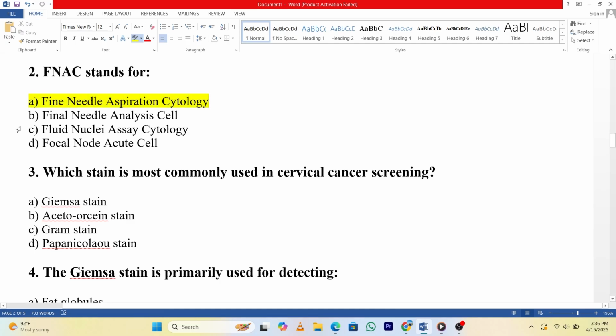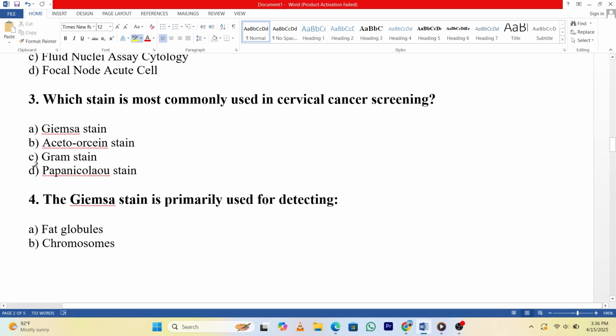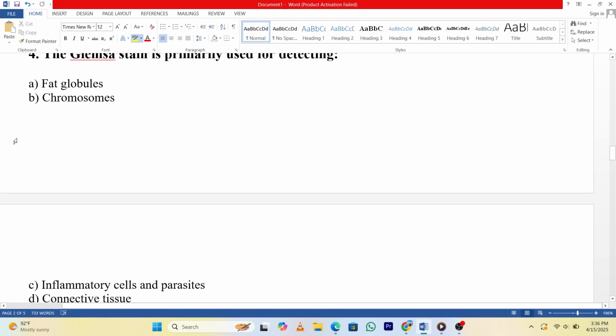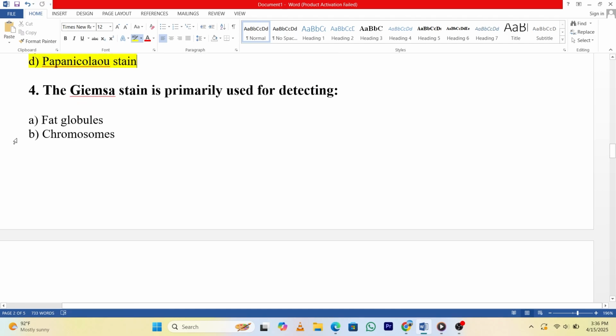3. Which stain is most commonly used in cervical cancer screening? A. Giemsa stain. B. Acetoarsine stain. C. Gram stain. D. Papanicolaou stain. Answer: D. 4. The Giemsa stain is primarily used for detecting A.